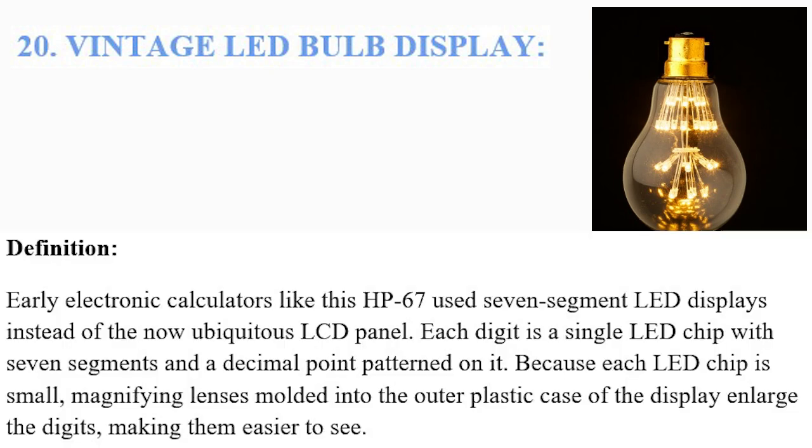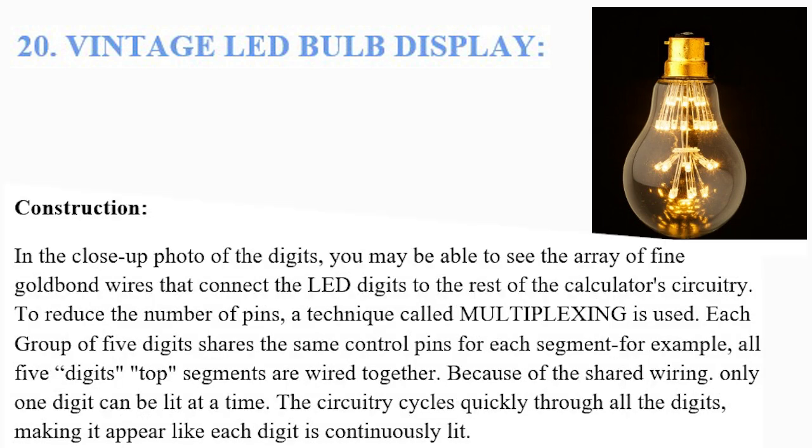Definition. Early electronic calculators like HP-67 used 7-segment LED displays instead of now common LCD panels. Each is a single LED chip with 7 segments and a decimal point pattern on it. Because each LED chip is small, magnifying lenses molded into the outer plastic case of the display enlarge the digits, making them easier to see. Construction.